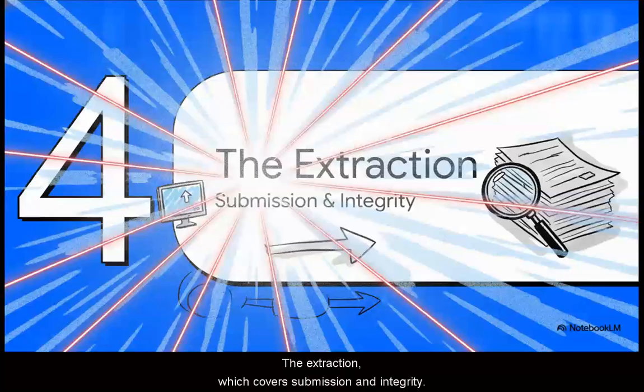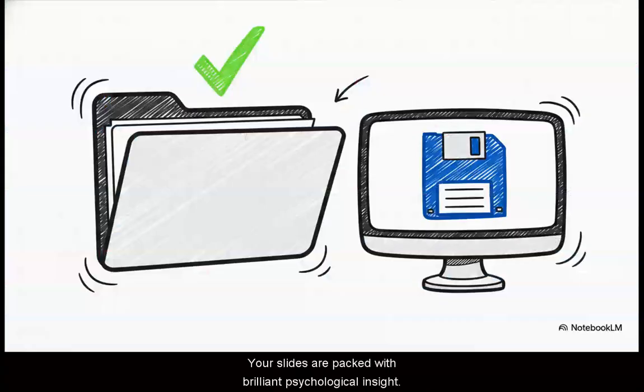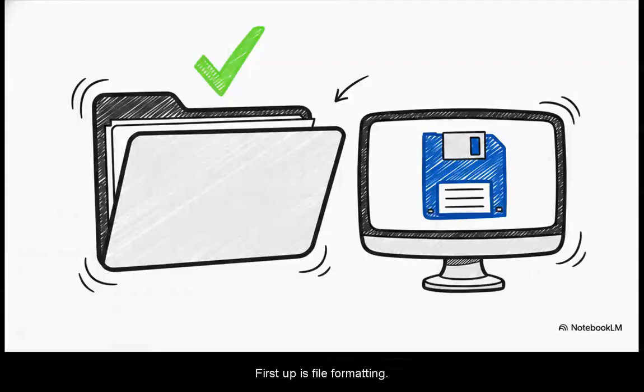Section 4, the extraction, which covers submission and integrity. You've done the hard work. Your slides are packed with brilliant psychological insight, and now you just need to get it safely out of your computer. First up is file formatting. You need to save your file using this exact naming convention. Your last name, underscore, your first name, underscore, GATTACA, underscore presentation.pptx. Look, we've all been guilty of saving files as final underscore v3 underscore please work, but following instructions to the letter is part of the academic process. Don't let your mission fail at the final hurdle due to a silly typo.